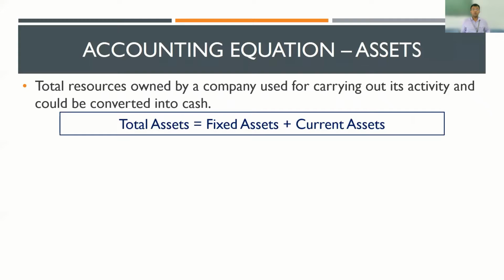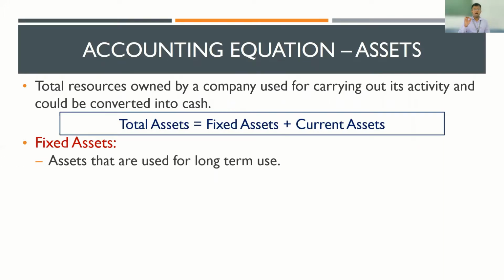Now, what makes up the total assets? Total assets is equal to fixed assets plus current assets. Now, what are fixed assets? What are current assets? Fixed assets refers to the assets which are likely to be in a business for a fairly very long period of time. Okay. So assets which are likely to be in a firm for a fairly long period of time, that is referred to as fixed assets.